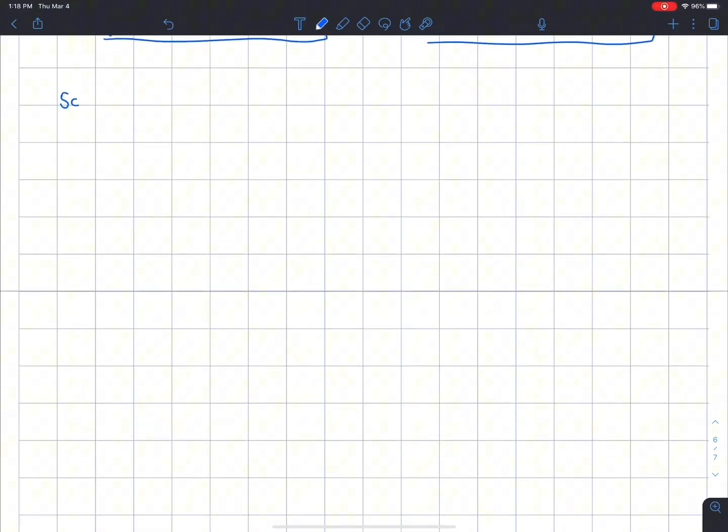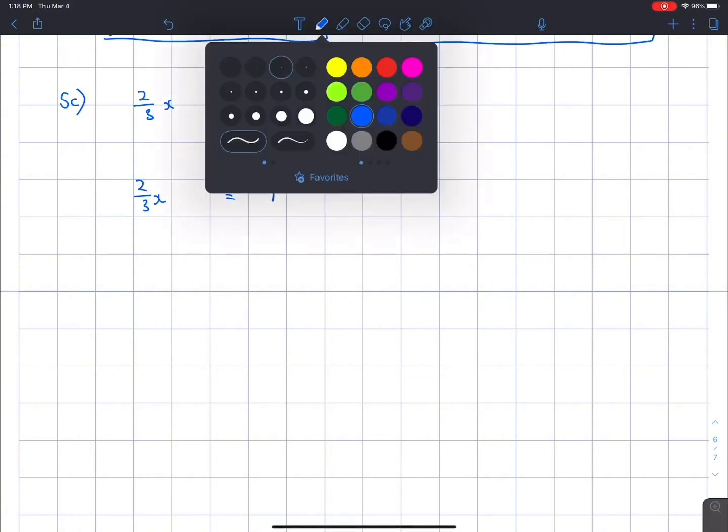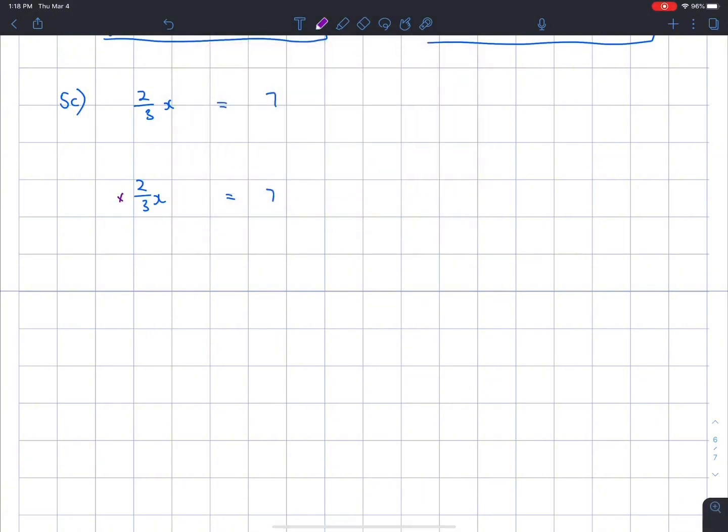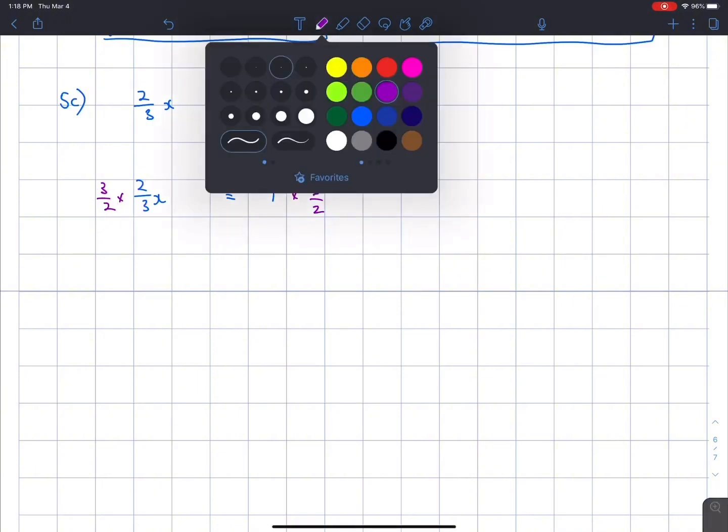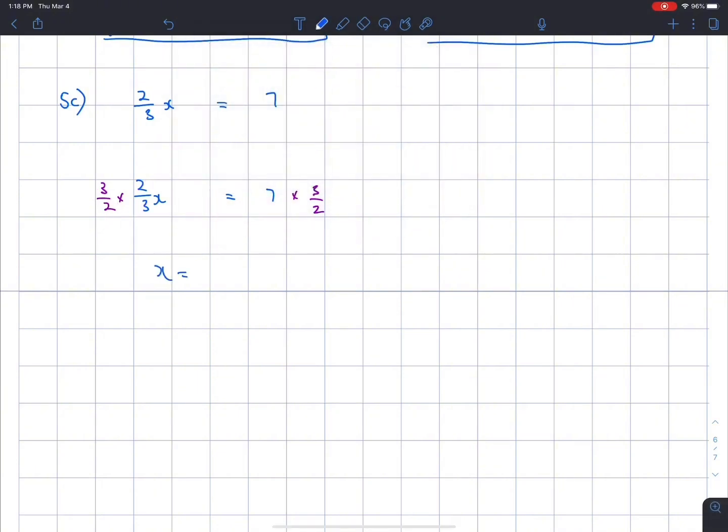Five C. We have 2 over 3 x equals 7. So this time, when we try to solve for x or isolate x, we can multiply both sides by the reciprocal of this coefficient, which is 3 over 2. You can see these two 3's get crossed out, these two also get crossed out. And we will get x equals 21 over 2.